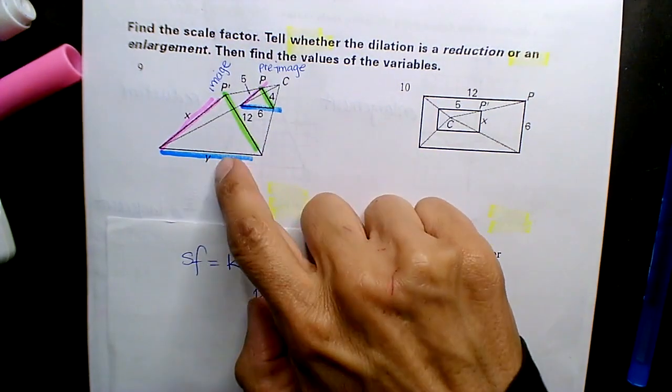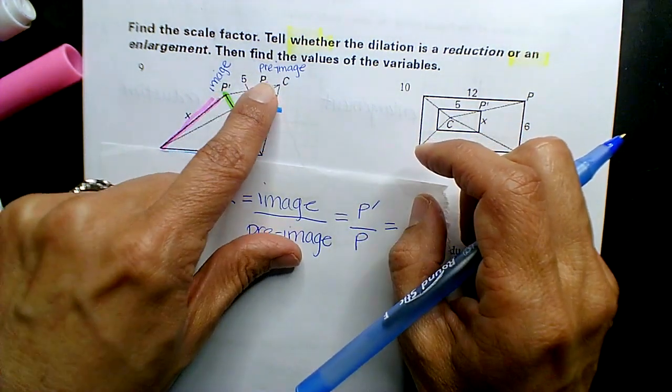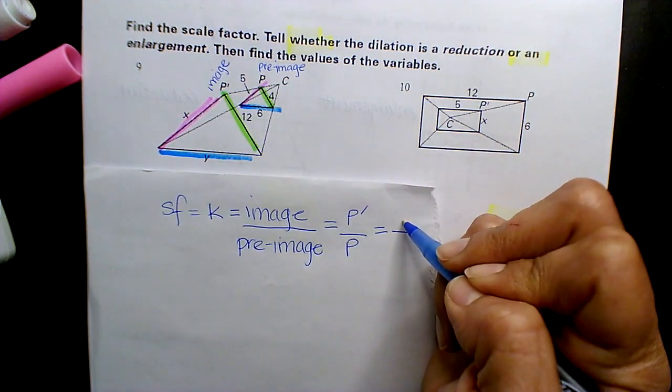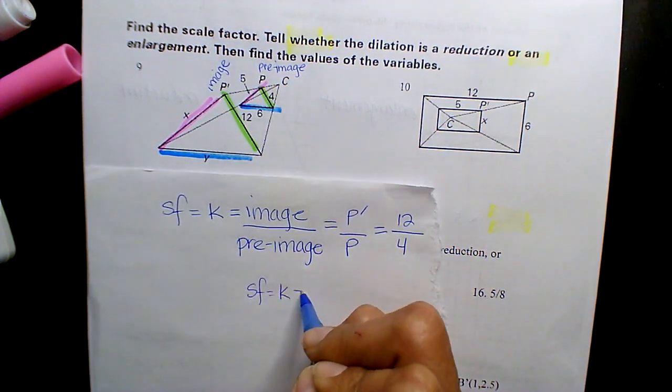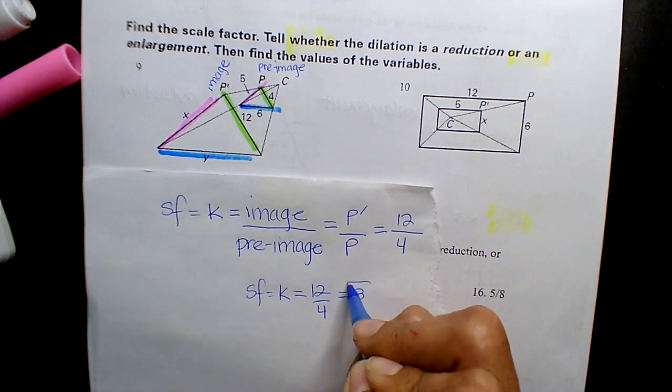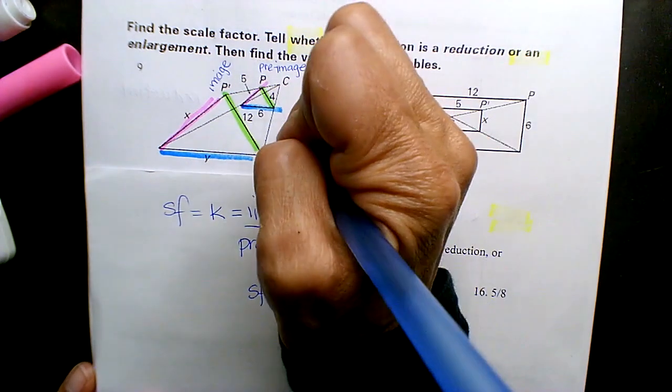Okay, pink, green, or blue, which one is my scale factor? Which color? Which one gives me 2 numbers? Green. And what's the fraction? If it's prime over non-prime, what's the fraction? 12 over 4. And so my scale factor, K, is 3. So is it a reduction or an enlargement? Enlargement, because it's greater than 1.